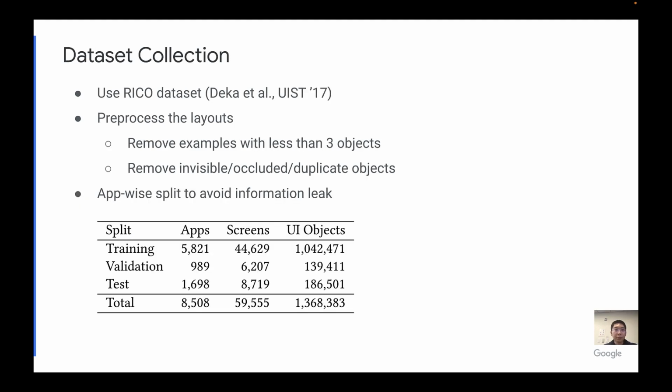Because there's no existing dataset, we first create a dataset for our task. We use the Rico dataset as our foundation for labeling, and we pre-process the layouts to remove examples with too few objects and also remove invisible, occluded, duplicate objects. After labeling, we do app-wise split to avoid information leak for model training, and we split the dataset into training, validation, and test set. In total, we have around 60K screens labeled with more than 1 million objects.